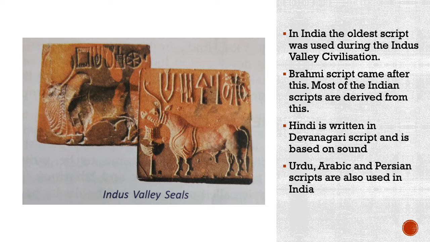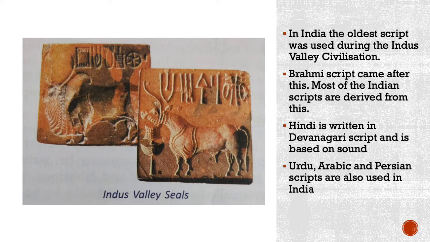And in our country, India, the oldest script was in use during the Indus Valley civilization. It is found on the seals of those days. You can see in the picture, Indus Valley seals are there. This script has not been deciphered as yet. Means the historians have not been able to solve the puzzle of what these writings mean. But still the pictures convey some meaning. They tell us about the life of that time.